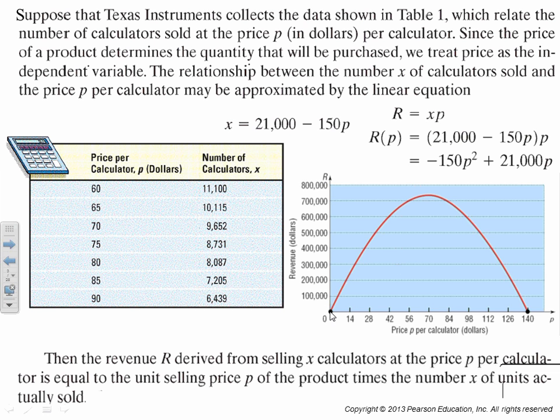So no calculators means no revenue. As we increase, we reach our maximum revenue right about here. It's right about $70. And then we start losing revenue until we get to 140. That's an expensive calculator.